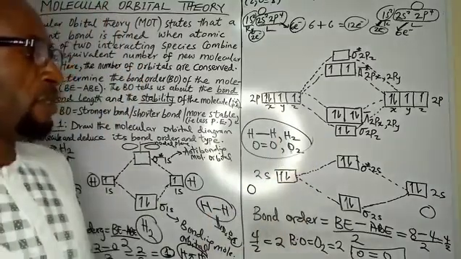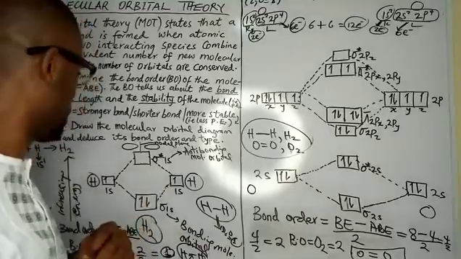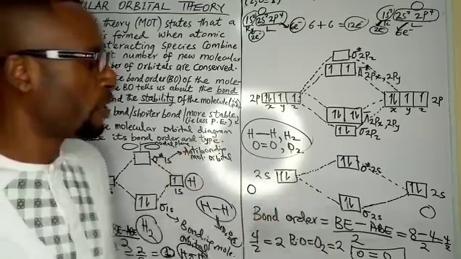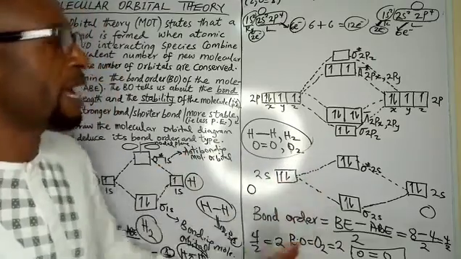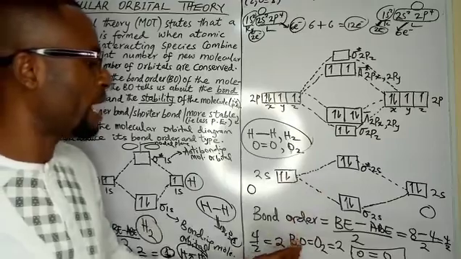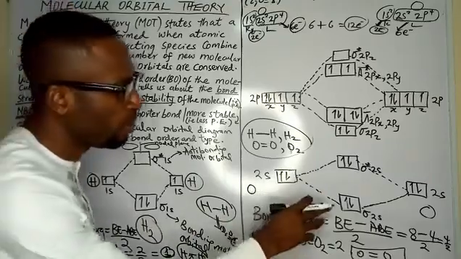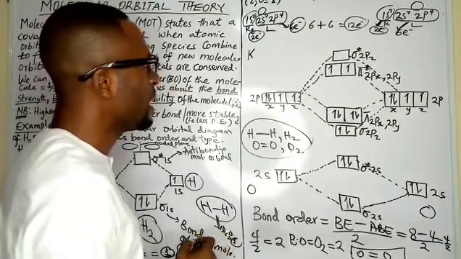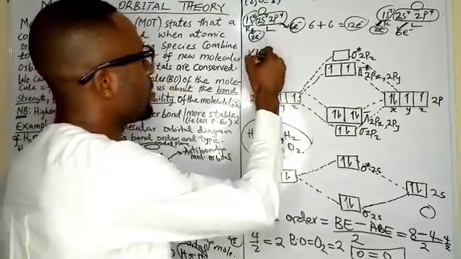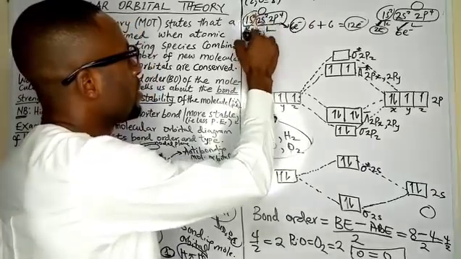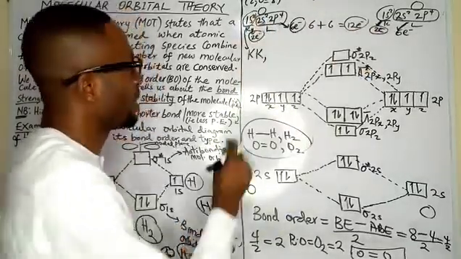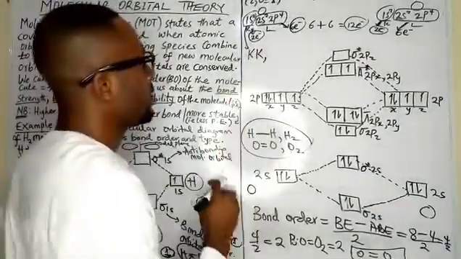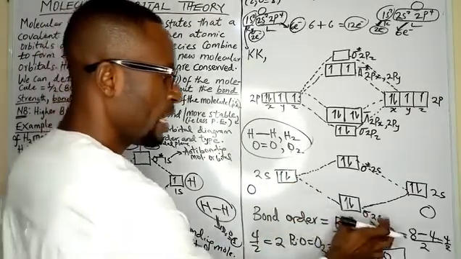So now that you have understood this, the last thing I want us to explain is, if you are asked to write the electronic configuration or molecular orbital diagram of oxygen gas, we are going to look at what we have. Remember in the K shell, you say KK representing the two K shells, which is 1s2 and 1s2. Now, after the KK, you start distributing.